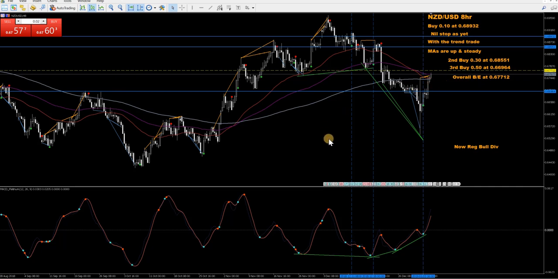So this is the high probability setups, where I'm trading using the MACD Platinum down here, sorry, not the mod MACD.